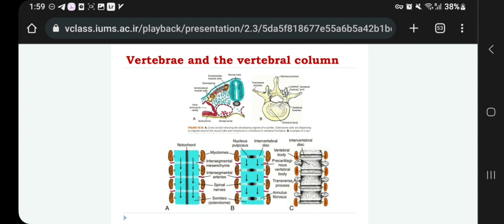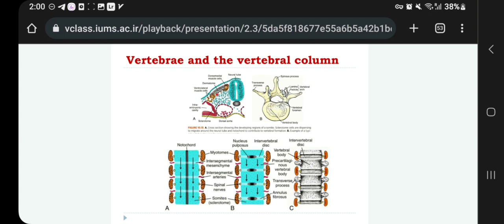What is the dermatomyotome? The middle part is the dermatome. Dermatome is a part of the skin, okay? The deep part of the skin after the epidermis, the dermis. In anatomy, we say the superficial fascia. So the dermatome means a part of the skin that is innervated by one spinal nerve. That's the definition of the dermatome: a part of the skin innervated by a spinal nerve.